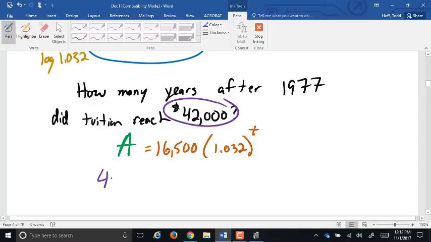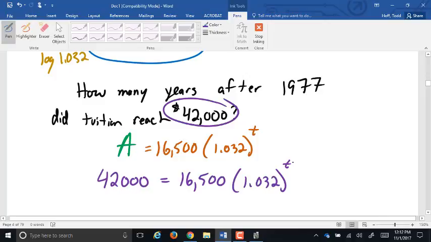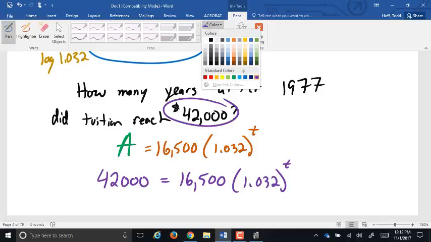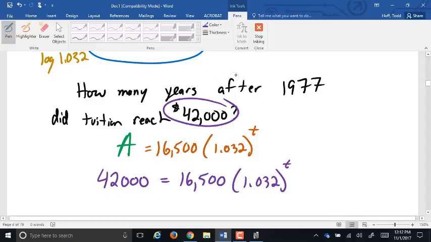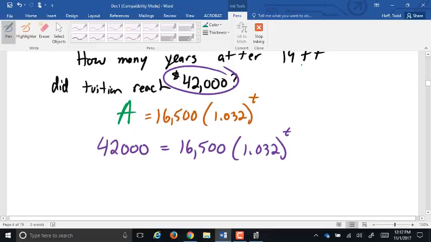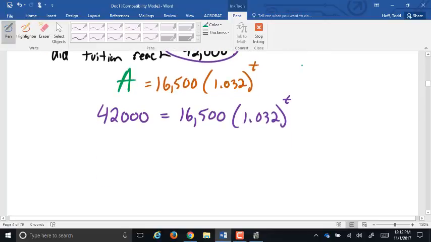You put it in for A. 42,000 equals 16,500. Then what do we do to solve it? Oops, you have a question. Perfect. Did you have a question, Sam? Or? No. Okay. So yes, we do divide by the 16,500.